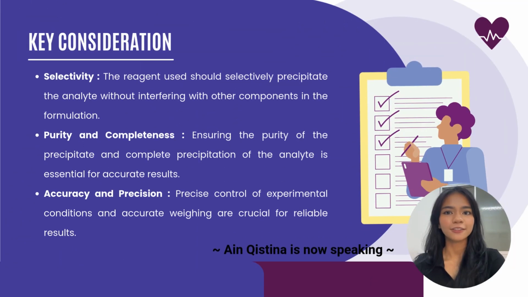There are 3 things that you should consider while doing these processes. Firstly, selectivity. The reagent used should selectively precipitate the analyte without interfering with other components in the formulation. Secondly, purity and completeness. Ensuring the purity of the precipitate and complete precipitation of the analyte is essential for accurate results. Last but not least, accuracy and precision. Precise control of experimental conditions and accurate weighing are crucial for reliable results.